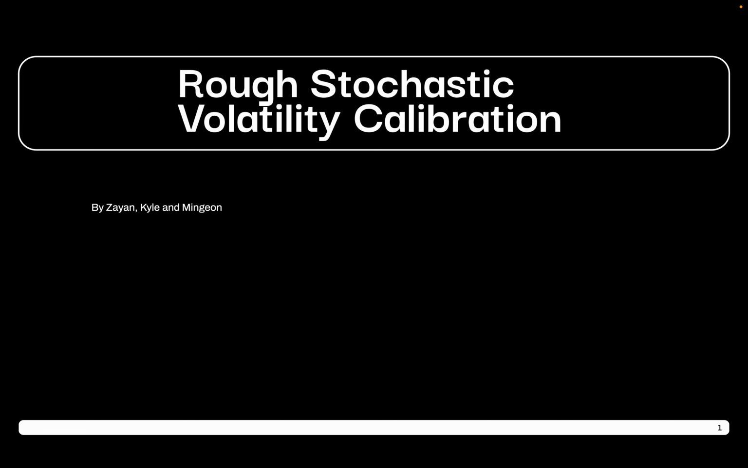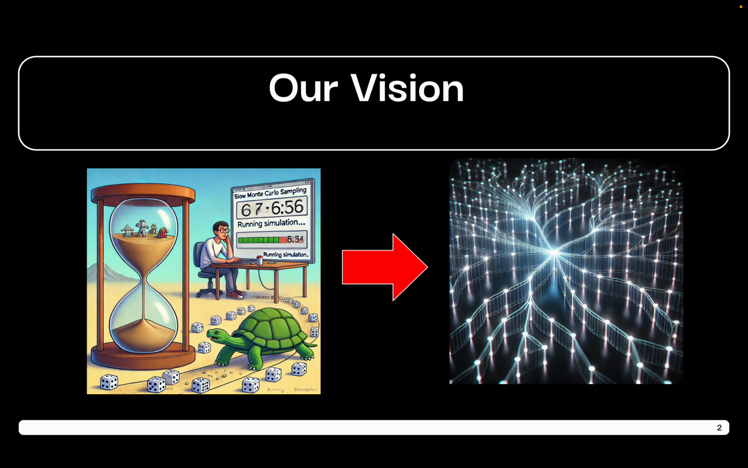Welcome to our presentation on rough stochastic volatility calibration. Our vision is to utilize the accurate but slow rough Bergomi stochastic volatility model in an efficient manner to predict the dynamics of tradable assets, which in our case take the form of stocks.